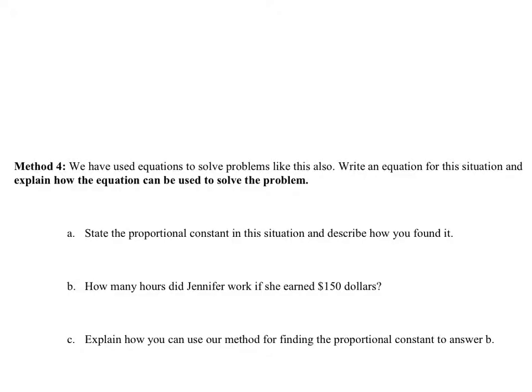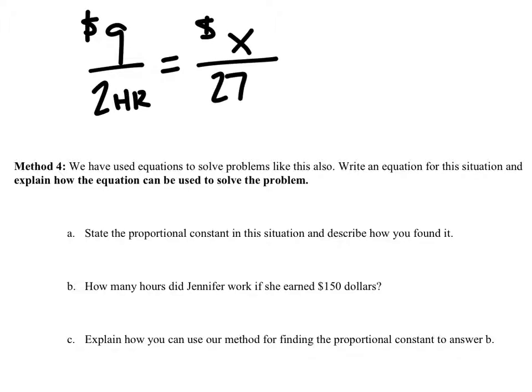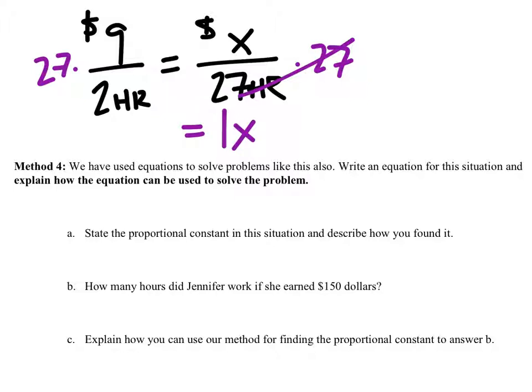So we have used the equation to solve problems like this. Also, write an equation for this situation and explain how the equation can be used to solve the problem. So the equation that we had was $9 for 2 hours, and then this should equal some number of dollars, so we'd say x, for 27 hours. So this is still a principle of equality because what we want for equations was 1x, right? So to do that, I would multiply both sides by 27. 27 divided by 27 is 1x, which is what we want. And then I just got 27 times the 9, which is still $121.50 in dollars.